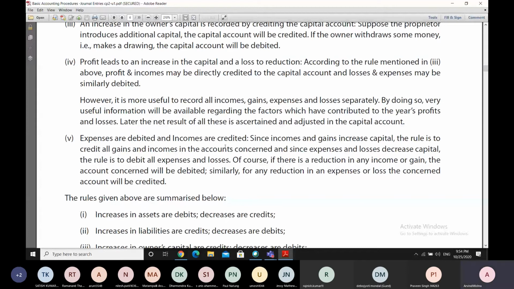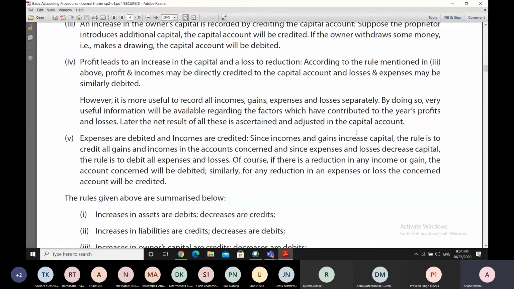And the fifth rule that we can summarize from the above discussion is that all the expenses will be debited and all the incomes will be credited. All expenses will be written on the debit side and all incomes will be written on the right hand side or the credit side.